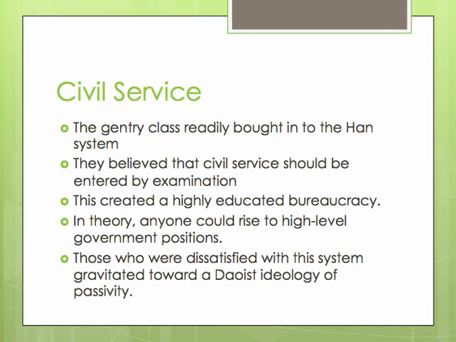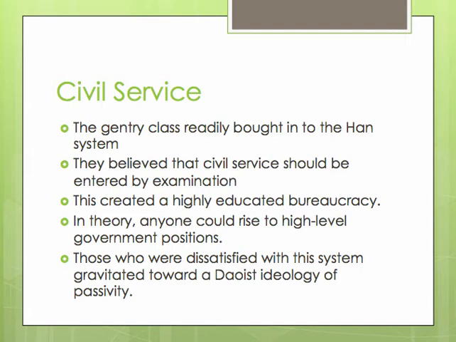The civil service in Han China was again dominated by this gentry class, the wealthy peasants. This kind of civil service should be entered by examination. So it's not something that should go to people who are simply connected, that are sons of wealthy, noble families. Instead, they should be people who are highly educated, that know how the bureaucracy works, and not only that, but they are highly trained, and they have the know-how and wherewithal to carry out their duties.